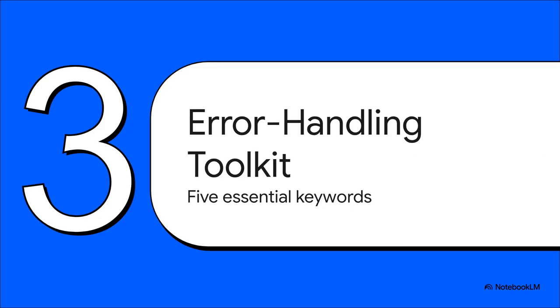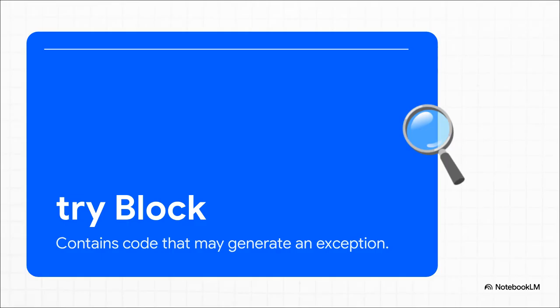Which brings us to section 3, your error handling toolkit. Okay, it's time to open up your developer utility belt. First up is the try block. Think of this as a hazardous work zone. You're literally telling Java, hey, I'm going to try to execute this risky code. Please keep an eye on it.